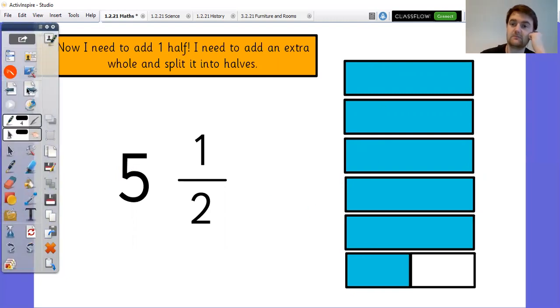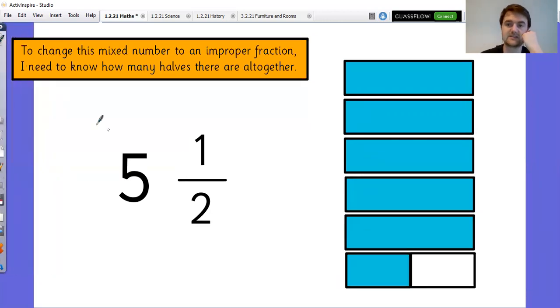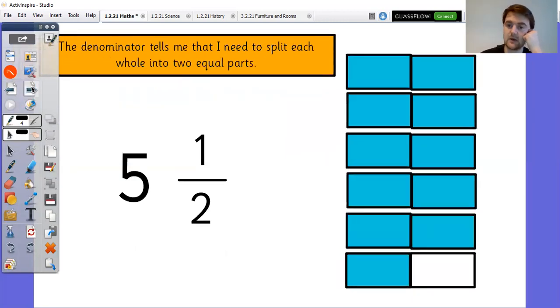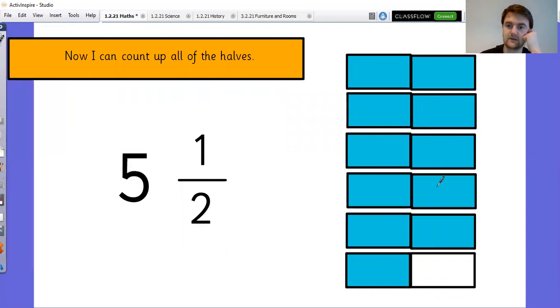Now to turn this into an improper fraction, where I've only got the numerator and the denominator, I need to know how many halves there are altogether, which means that I need to split each whole into halves. So it's a 2 as our denominator, which means that each whole needs to be split into 2 equal parts, like so. Now all I need to do is count up the halves. So 1, 2, 3, 4, 5, 6, 7, 8, 9, 10, 11. And I can see that there are 11 halves altogether.